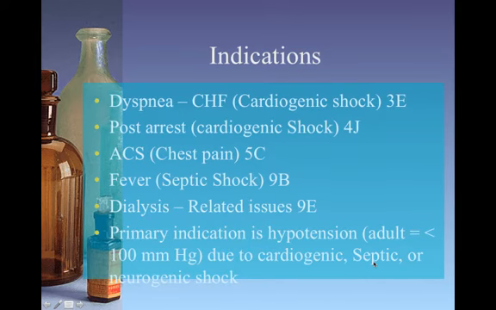Indications for this are going to be across multiple protocols. Dyspnea, more specifically in CHF or cardiogenic shock, is 3E. Post-arrest cardiogenic shock is 4J. ACS, chest pain with hypotension, is 5C. Fever, septic shock, is 9B. Dialysis-related issues, more specifically hypotension. In general, the primary indication in all of these is an adult blood pressure less than 100 millimeters of mercury systolic, and we are assuming this is secondary to cardiogenic shock, septic shock, or neurogenic shock.